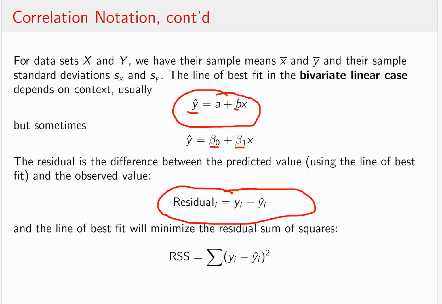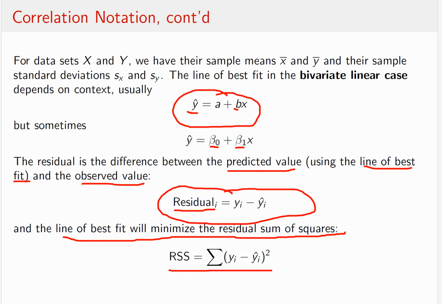Why? Well, the residual compares the predicted value, the one we get from the line of best fit, and the actual value, the value that was there. So we just subtract: we take the data point minus its predicted value, and that's a residual. The line of best fit is going to minimize the sum of the squares of all the residuals. So RSS, the residual sum of squares, is the summation of all the residuals squared.